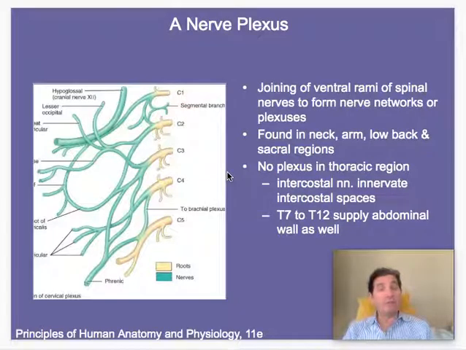So there are different types of plexuses. A lot of times these plexuses are found, as it says, in the neck, the arm, the lower back, and the sacral regions. When they do that, they create new nerves that come out, and that's what's on this green portion where it shows the different nerves. And those different nerves will have an overall effect on that body part.